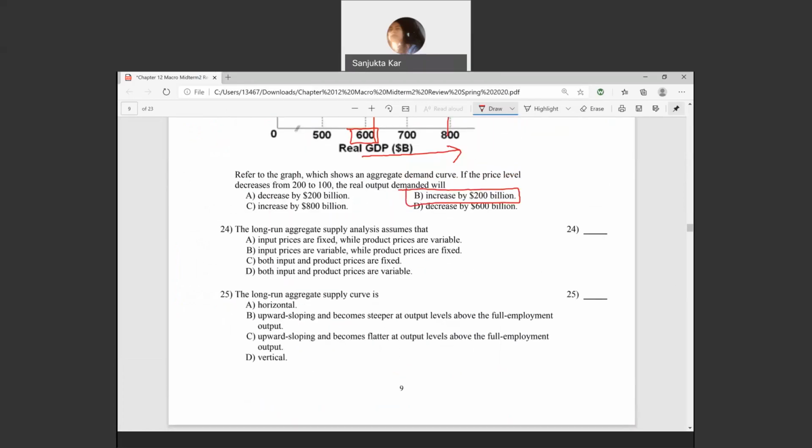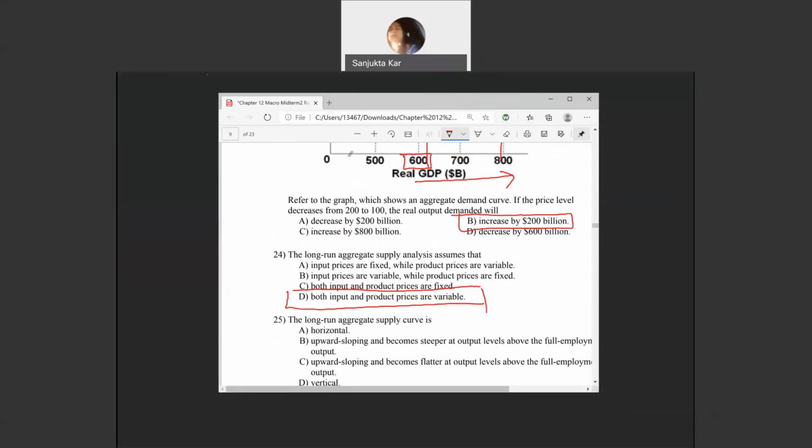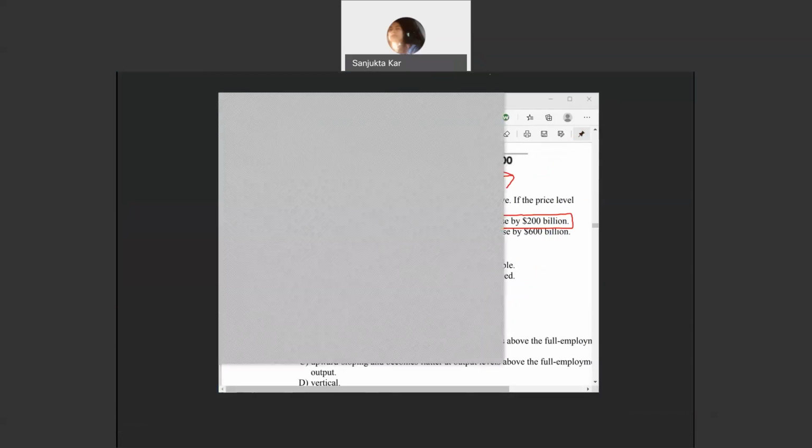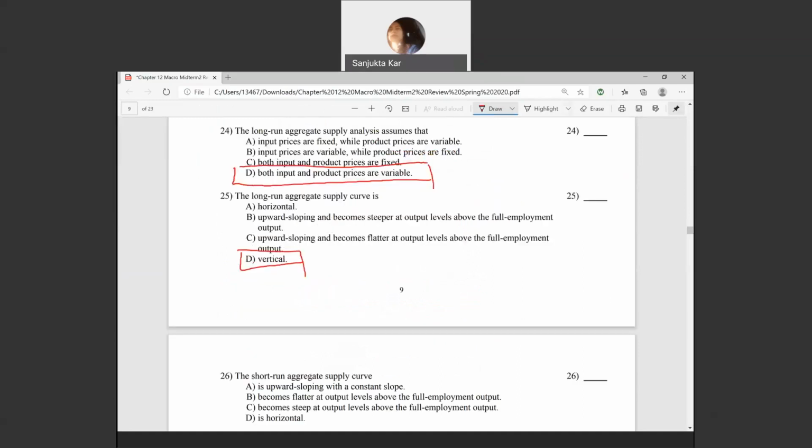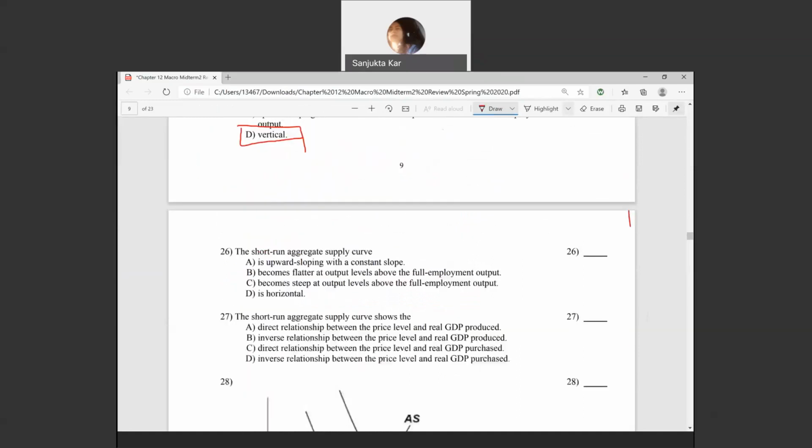All right, question number 24. The long run aggregate supply curve assumes that both output prices and product prices, both of these are variable. Okay. Question number 25 here. The long run aggregate supply curve is vertical. That's pretty much straightforward.